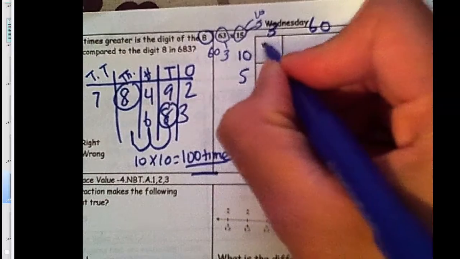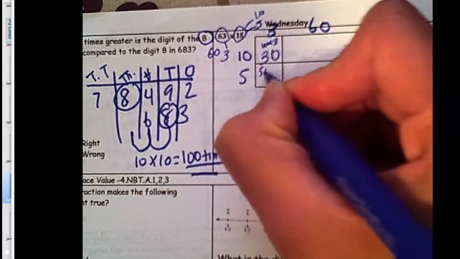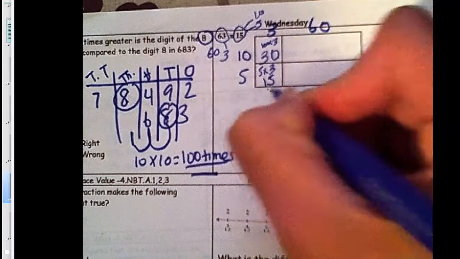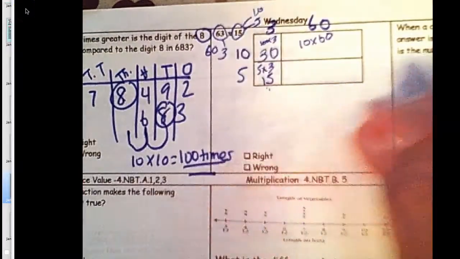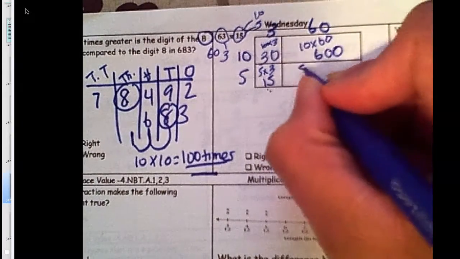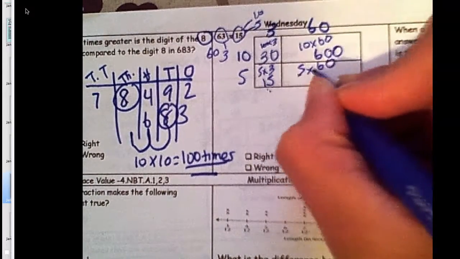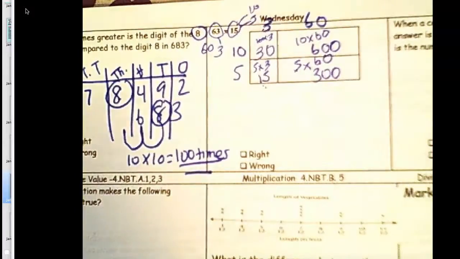So I'm going to do 10 times 3. I'm going to find the area of each rectangle, which is equal to 30. 5 times 3, which is equal to 15. 10 times 60, which is equal to 600. And 5 times 60, 5 times 6 is 30, and then I'm adding a 0, 300. So here are our partial products.